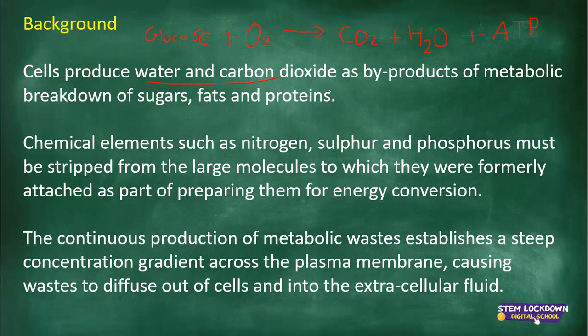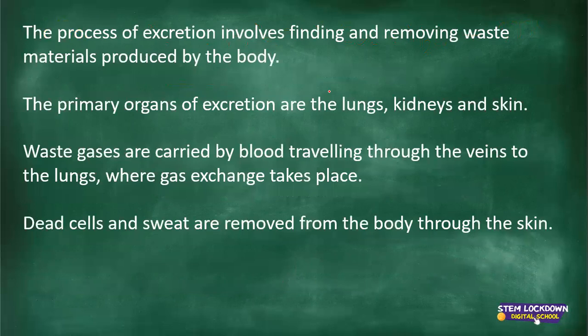That's what happens there. That continuous production of the metabolic waste will establish that steep concentration gradient across the plasma membrane. Then the waste will diffuse out of the cells into the extracellular fluid. Then the process of excretion involves finding and removing waste materials produced by the body. You don't just excrete waste; it needs to continuously find these waste materials and remove them, so the body functions very well.